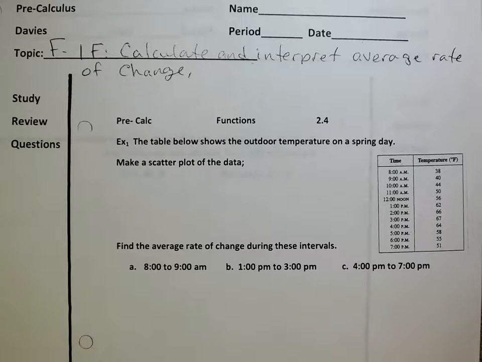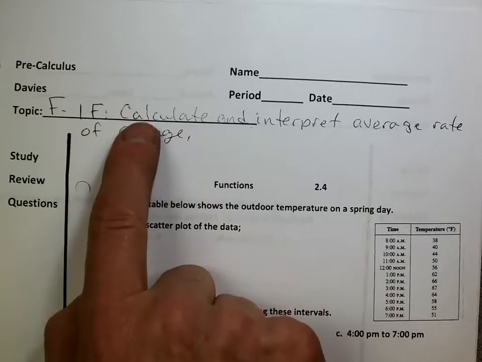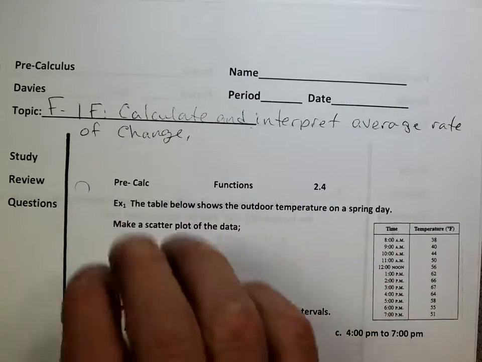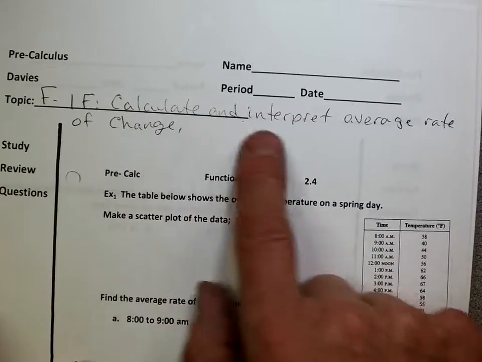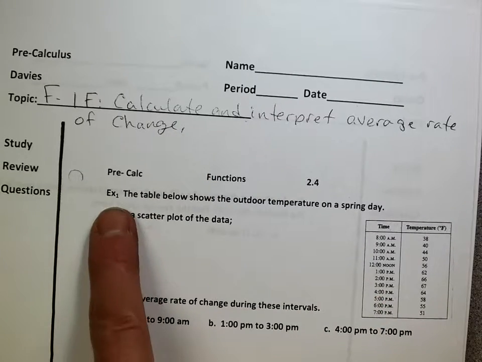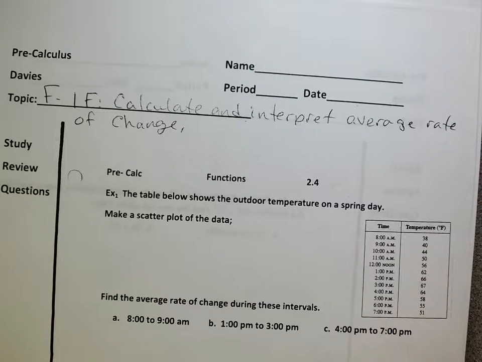Okay, so today we're going to calculate and interpret average rate of change, which is actually pretty easy. It really is. So, Common Core: calculate and interpret average rate of change. First, number one, we're going to look at this table below and create a scatter plot, okay?